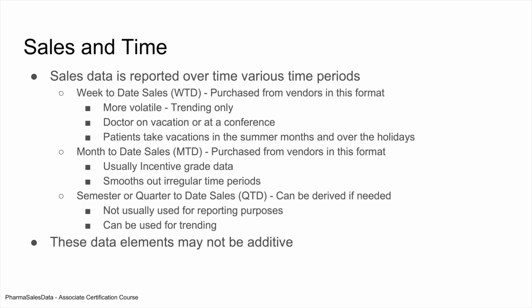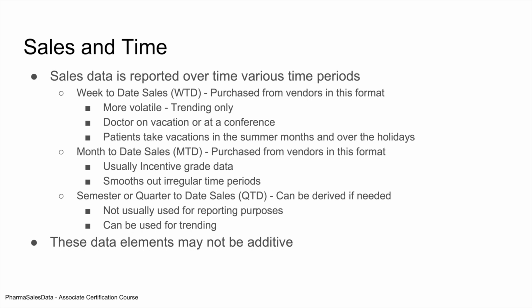Sales and time. Sales data is reported over various time periods. Week-to-date sales are purchased from the vendor in this format. Week-to-date is good, but it's more volatile. It's more for trending purposes only. If a doctor's on vacation or at a conference, they're going to have no scripts for a week possibly, and they can go back to their regular prescribing habit the next week. So it's very, very volatile.